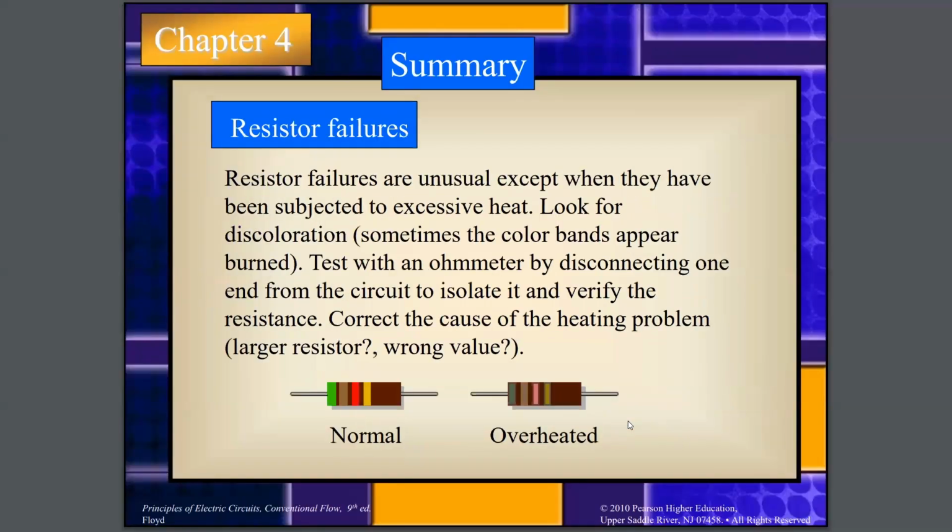Continue. So resistors can be damaged, and we have an example here. It says resistor failures are unusual except when they have been subjected to excessive heat. Now again, excessive heat tells you excessive power has been dissipated in that resistor, and it's not rated for that power, so it's going to become damaged. Looking for discoloration, sometimes the color bands appear burnt, and then of course you can test that resistor with an ohm meter, and if it's overheated or if it's damaged, most times it's going to appear as an open, right, with infinite resistance.